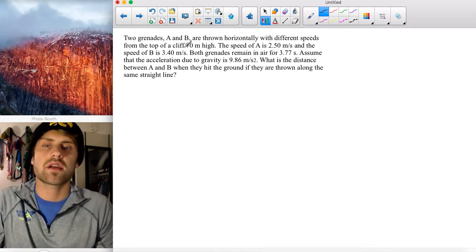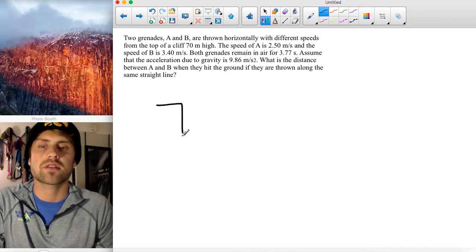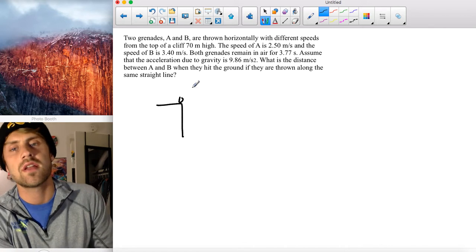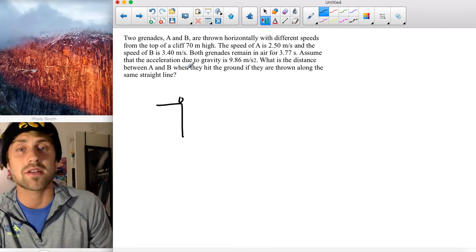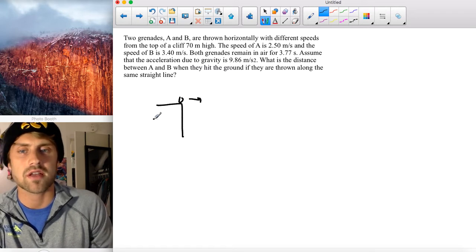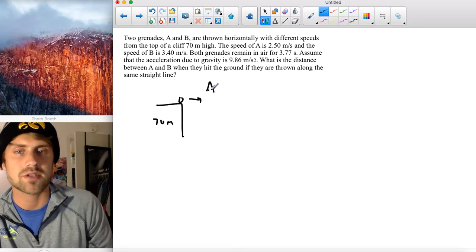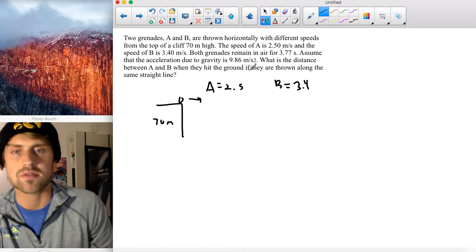In this one, we have basically like the one we did in class where the girl's pencil fell off the desk. In this case, we have 2 grenades, grenade A and grenade B. They're thrown horizontally at different speeds off of a cliff. That cliff is 70 meters high. A has a speed of 2.5 and B has a speed of 3.4, both of those in meters per second.